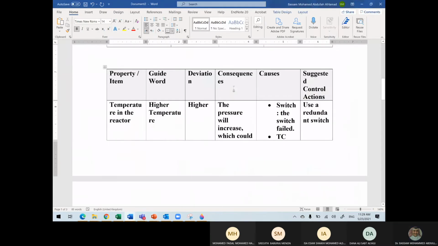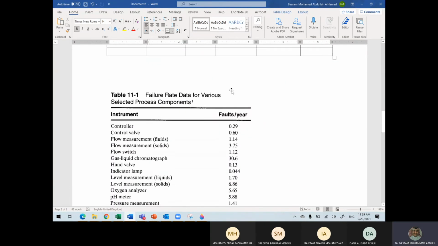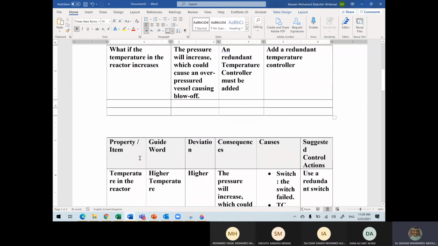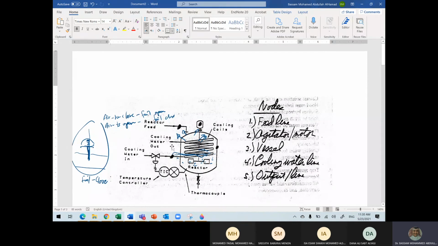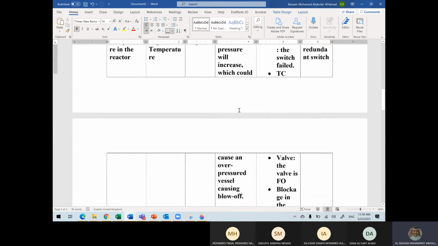Great. Any questions? Okay, so that is one of the questions in the exam. I'm telling you, definitely you will get a question in the exam. What if HAZOP? However, of course, I'll not bring you the same figure. I'm going to bring you another figure. Okay, so definitely you're going to have something.